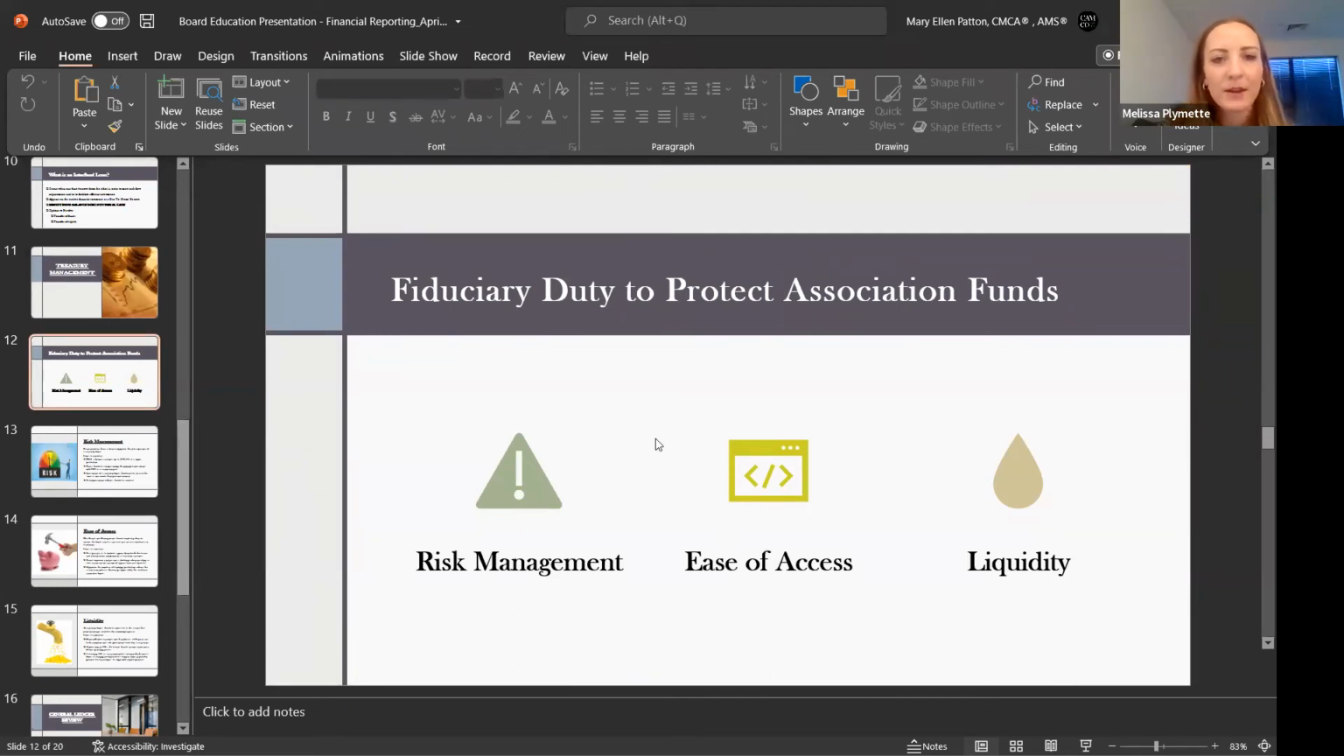So there are three primary areas that we wanted to touch on when it comes to cash management for the associations: risk management, accessibility, and then liquidity. Next slide.